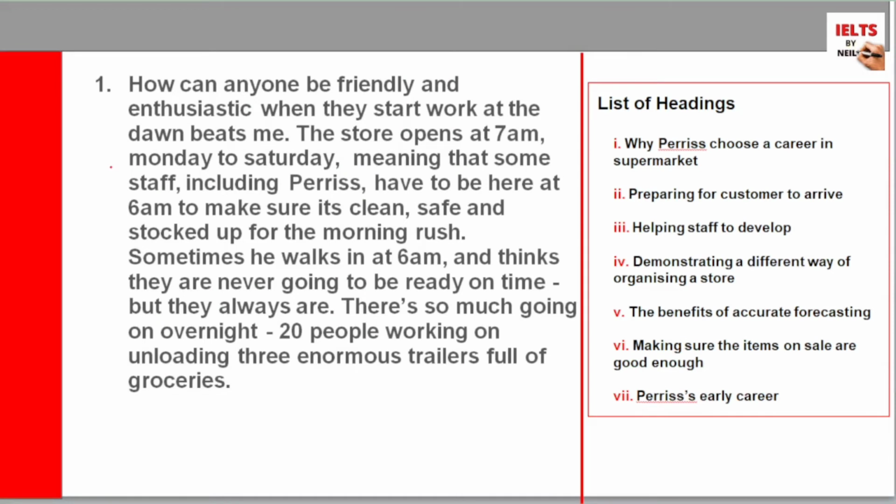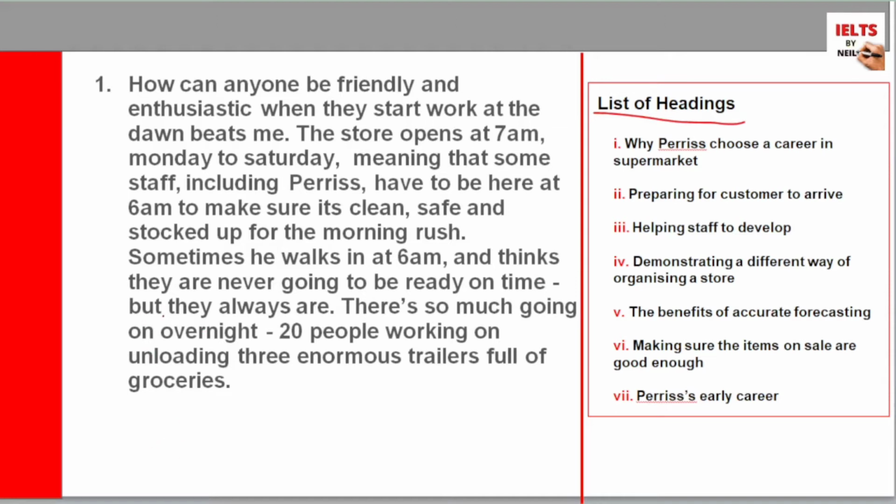Okay, this is the first paragraph. So what we're going to do is read it and try to understand what the writer is trying to say, and we will try to find the most suitable heading from this list of headings. Alright, let me start this.